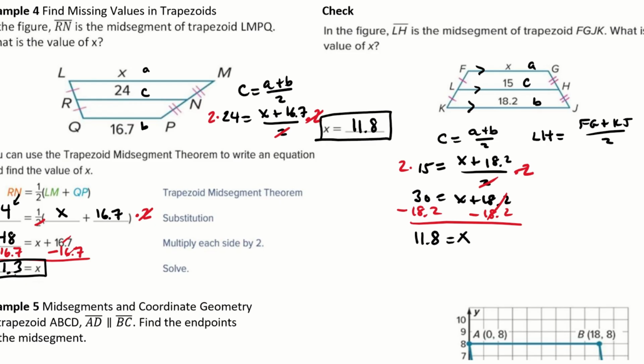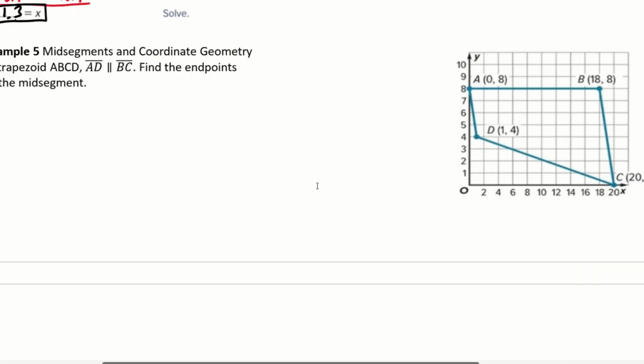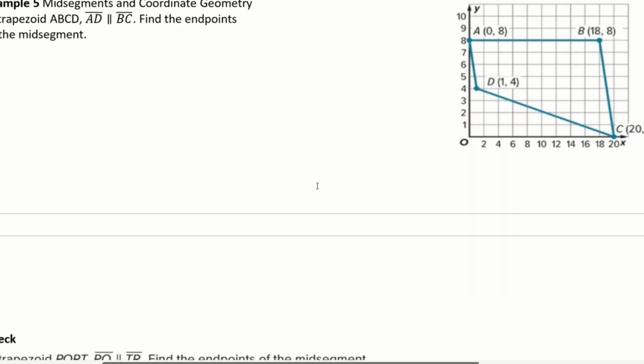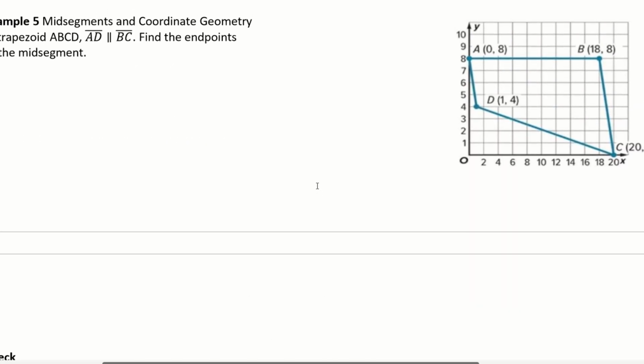All right, so let's look at the next example. Last example with the check. Mid-segments and coordinate geometry. In trapezoid ABCD, we have AD is parallel to BC. Find the endpoints of the segment. Okay, so they say AD is parallel to BC. Well, okay, so if they're parallel, this is your trapezoid.